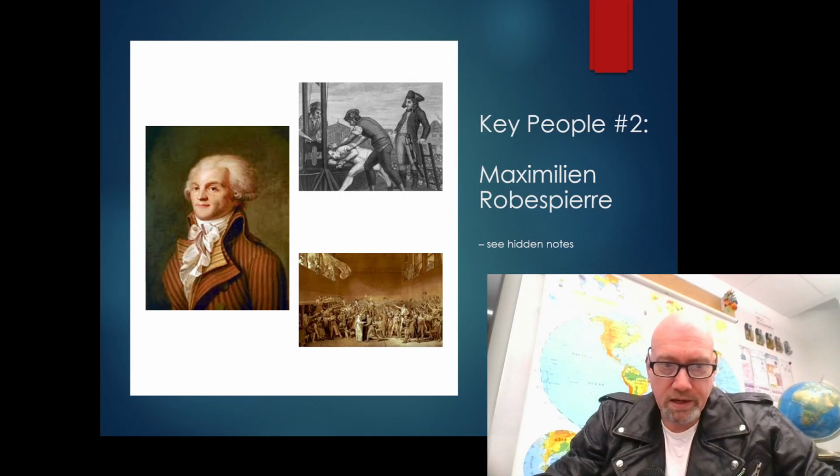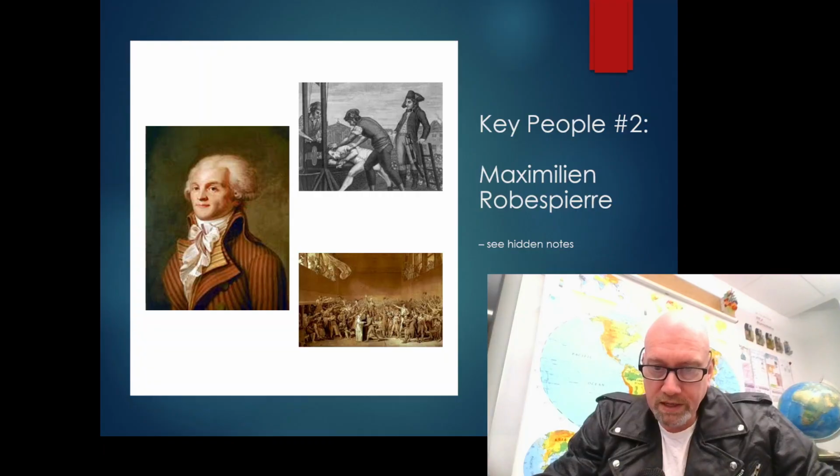Another key person, Maximilien Robespierre. He's really important because he was the leader and orator, a key leader on the Committee of Public Safety, one of the 12 people that ruled France through the rule of terror. Not to confuse this committee with something that is really about public safety, but this was basically the ruling committee.